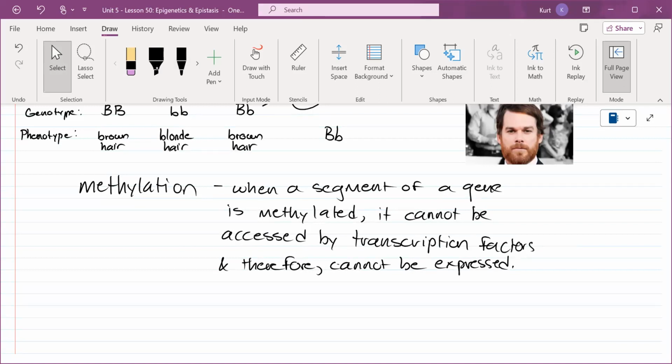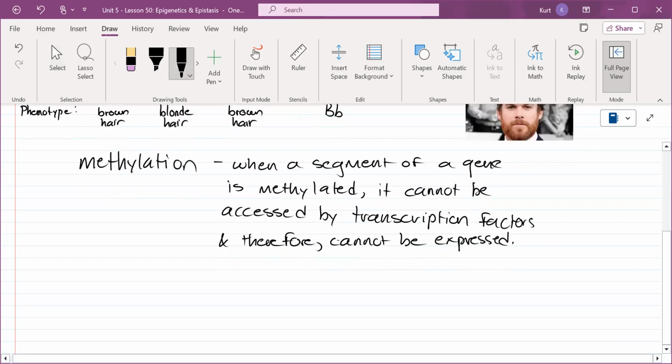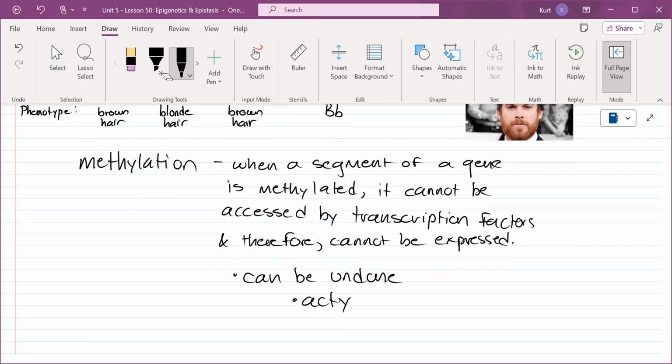But sometimes the methylation goes away, and we call that acetylation. So this can be undone. When something is acetylated, you can say it's been demethylated.